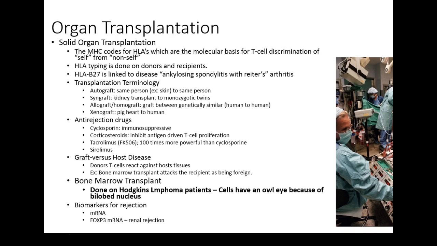Some of the different types of transplantations that we can do are autografts. That would be if you had a burn and they took some skin from your leg and put it on your arm. You can have a syngraft, which would be genetically identical twins. An allograft is between human to human, and a xenograft would be like a pig heart to a human. We do have to give anti-rejection drugs in order to stop this rejection process from happening.